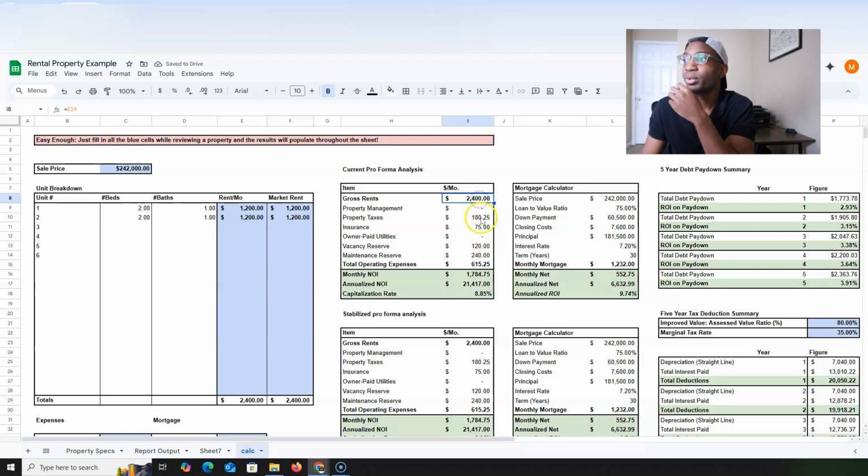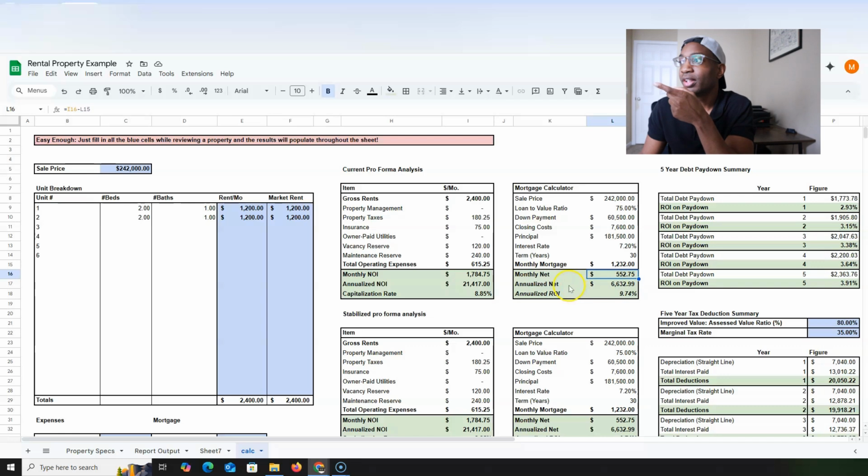All right, and so gross rent 2,400, property taxes, boom, vacancy, maintenance. So your operating expenses is $615, and so your monthly net operating income is that amount. And that gives you a cap rate of 8.85. Now, to include the mortgage, this is what you look at. This is what really matters. And so your monthly net is $553 essentially.